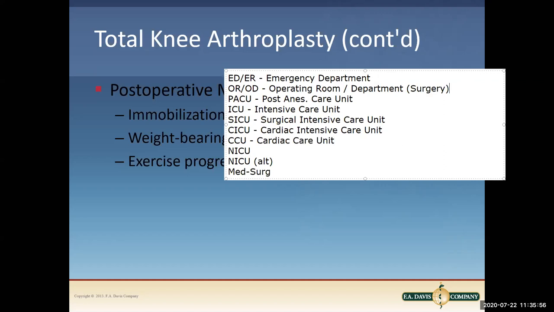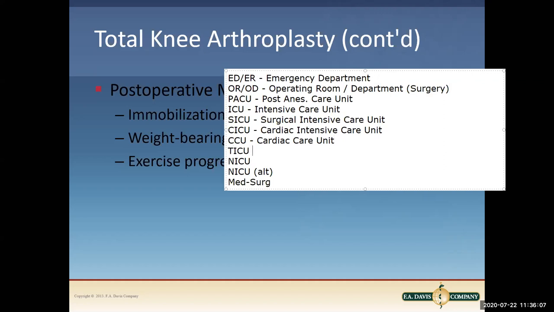Or the cardiac floor, right? There is one I did forget to put on here. I just realized. TICU. What do you think TICU is? Trauma.